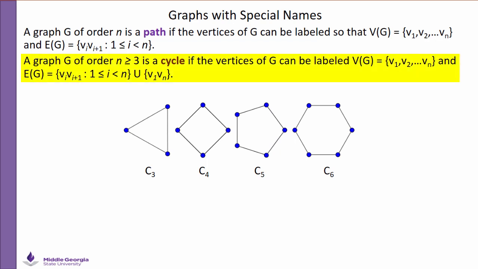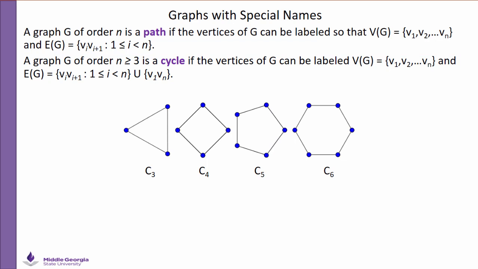A graph G of order n greater than or equal to 3 is a cycle if the vertices of G can be labeled V of G equals V sub 1, V sub 2, and so on up to V sub n, and E of G has the same property as a path, V sub I, V sub I plus 1 as an edge where I is between and including 1 up to n minus 1, and also union to that set is V sub 1, V sub n. Now let me translate that.